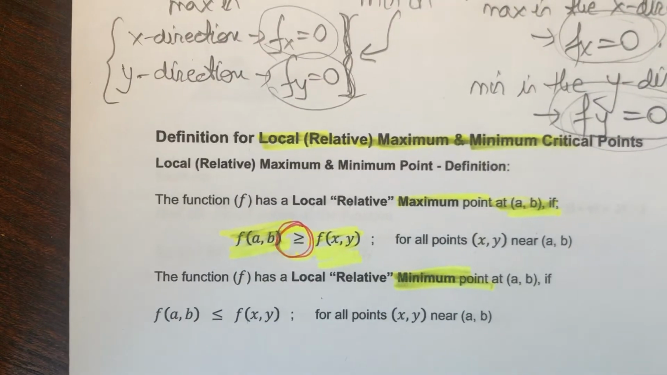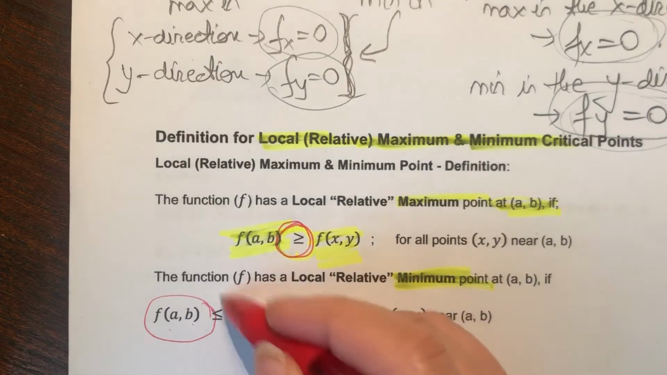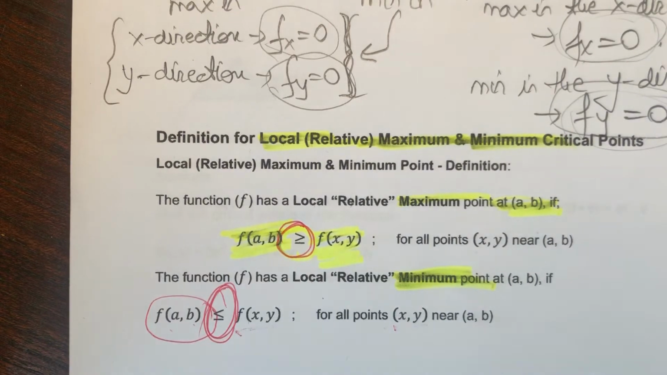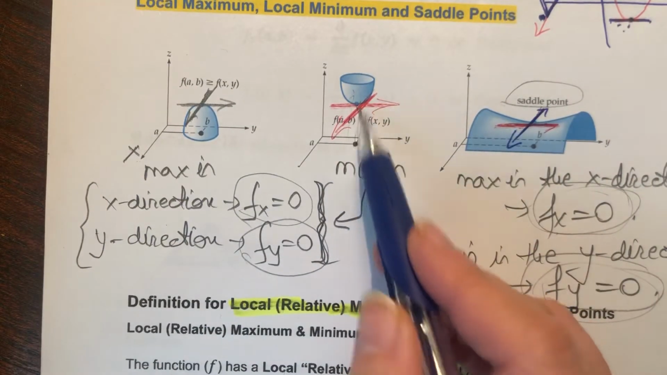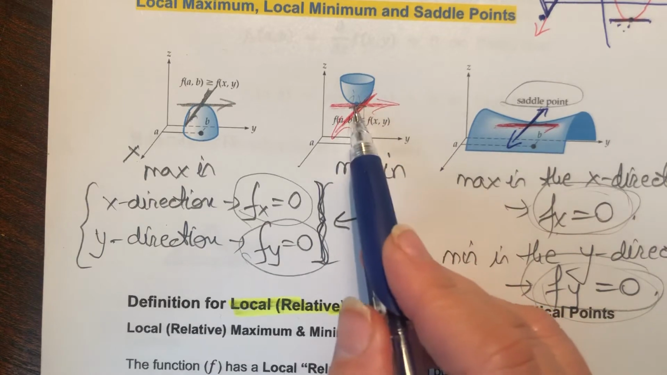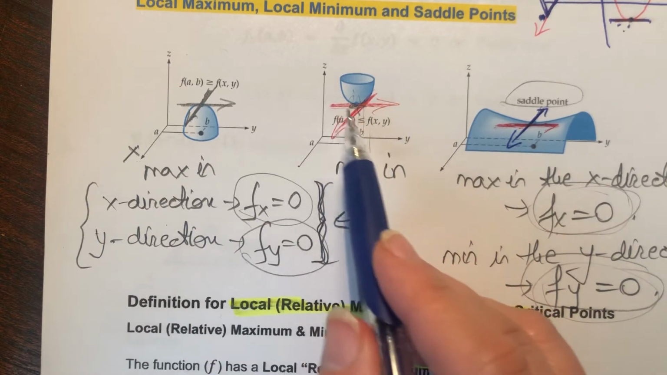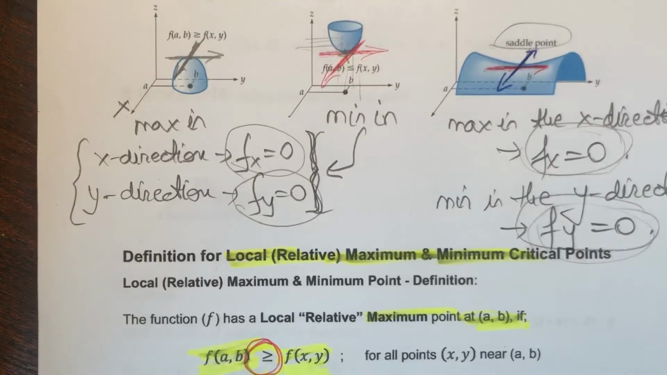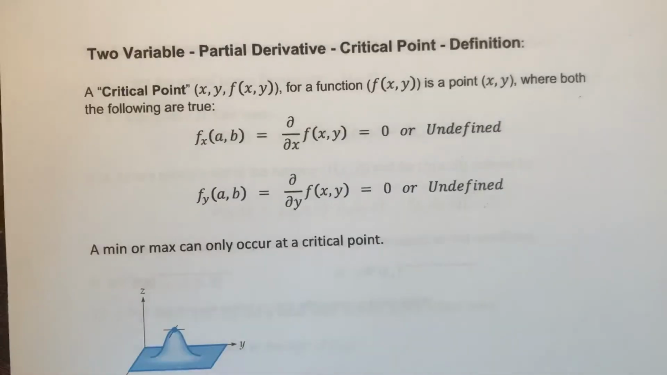And sure enough, you have a minimum if what? At this point (a, b), if f(a, b) is less than f(x, y) for all the points (x, y) near (a, b). So remember, (x, y) is now just your input, right? Before it was just an x, but now (x, y) is your input. So in other words, this point creates the lowest value of all. Okay, so that's easy and straightforward.